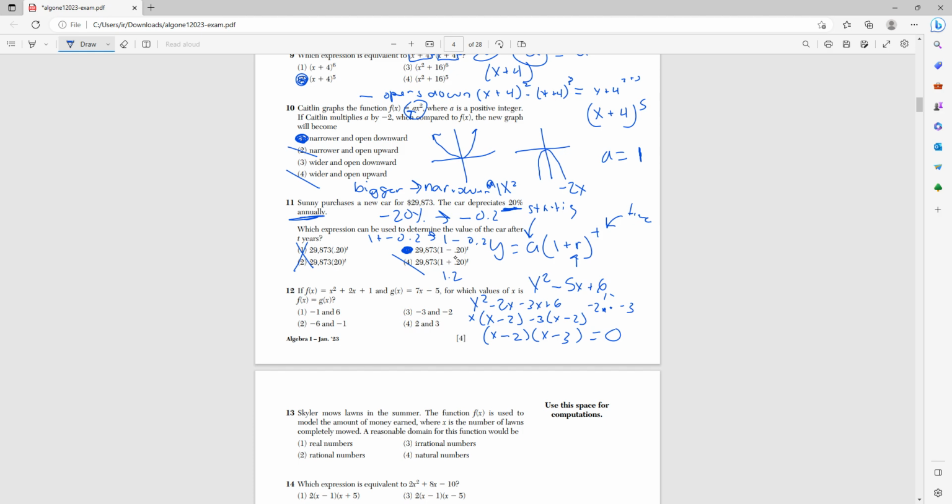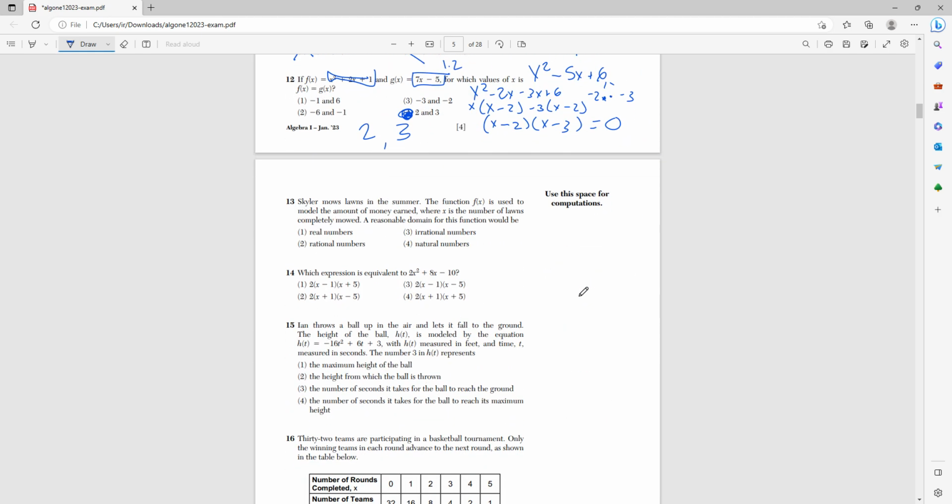So which values of x are going to equal 0? The values 2 and 3 are going to give you 0, right? Because 2 minus 2 is 0 and 3 minus 3 is 0, right? So answer choice 4 is our solution. Just remember what we did here was we set these two equal to each other, right? And then we solved for x by factoring.